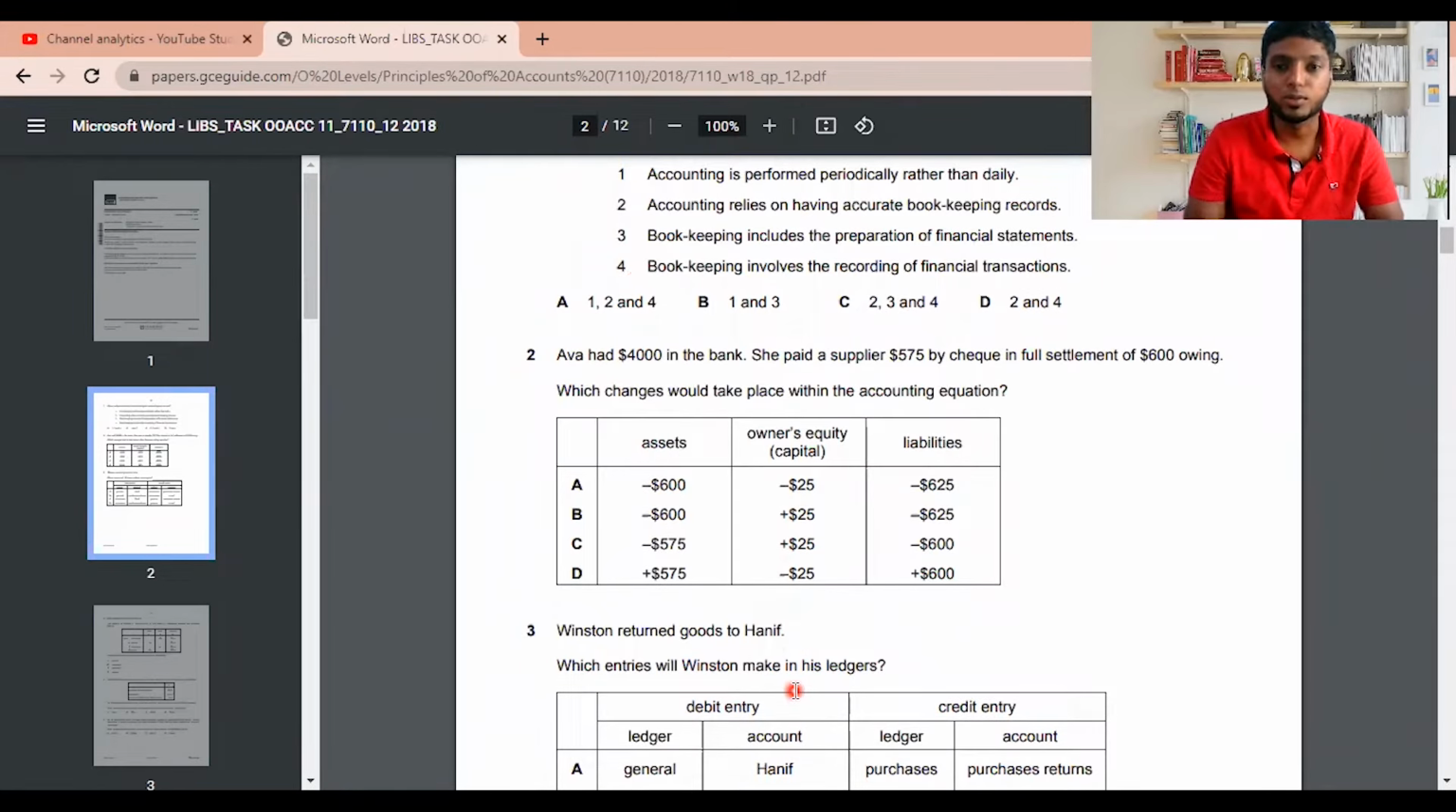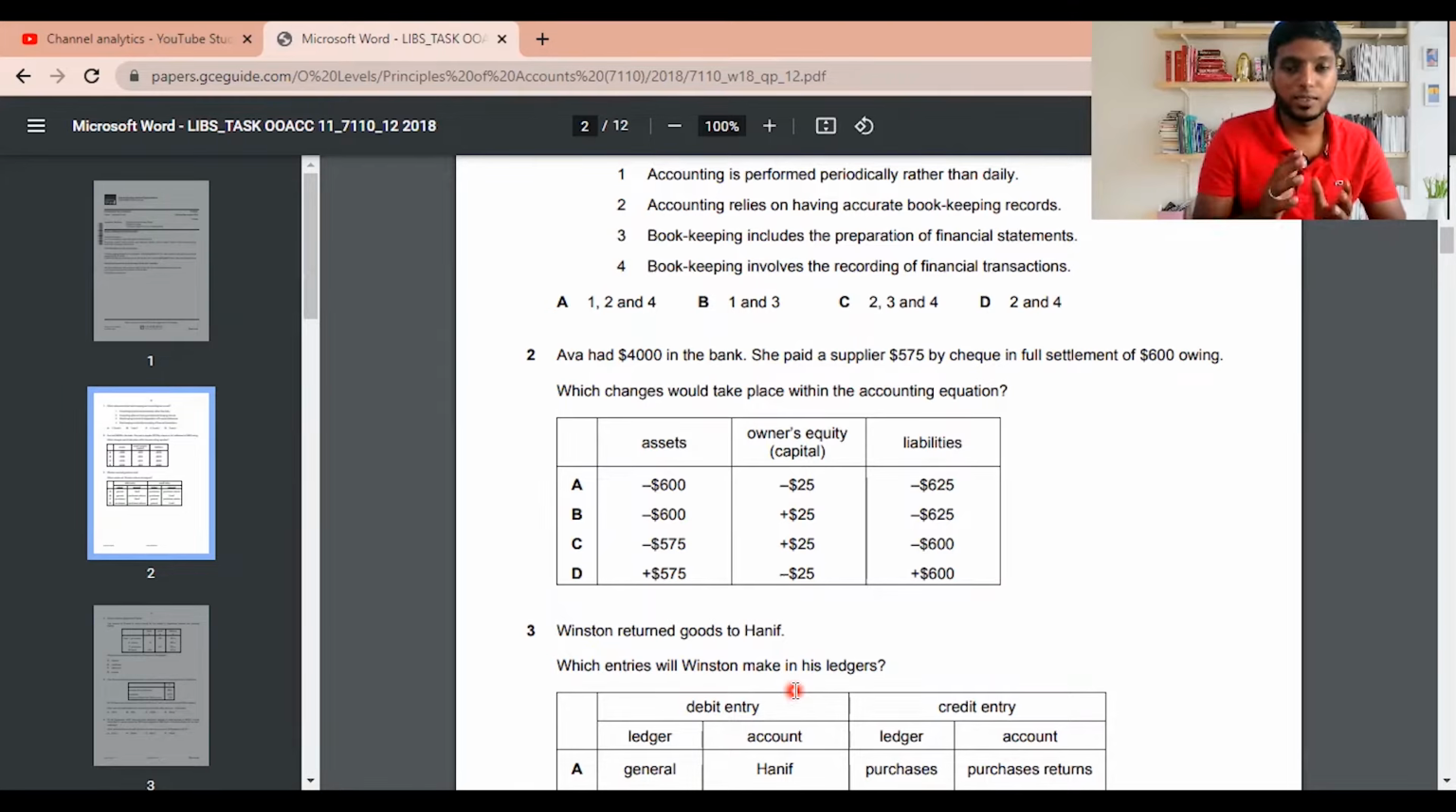Ava had $4,000 in the bank. She paid the supplier $575 by check in full settlement of $600 owing. Which changes would take place within the accounting equation? Very simple question. This is a formula of A equals C plus L. So C is capital, L is liability. So when you take this formula, they're saying that she paid the supplier.